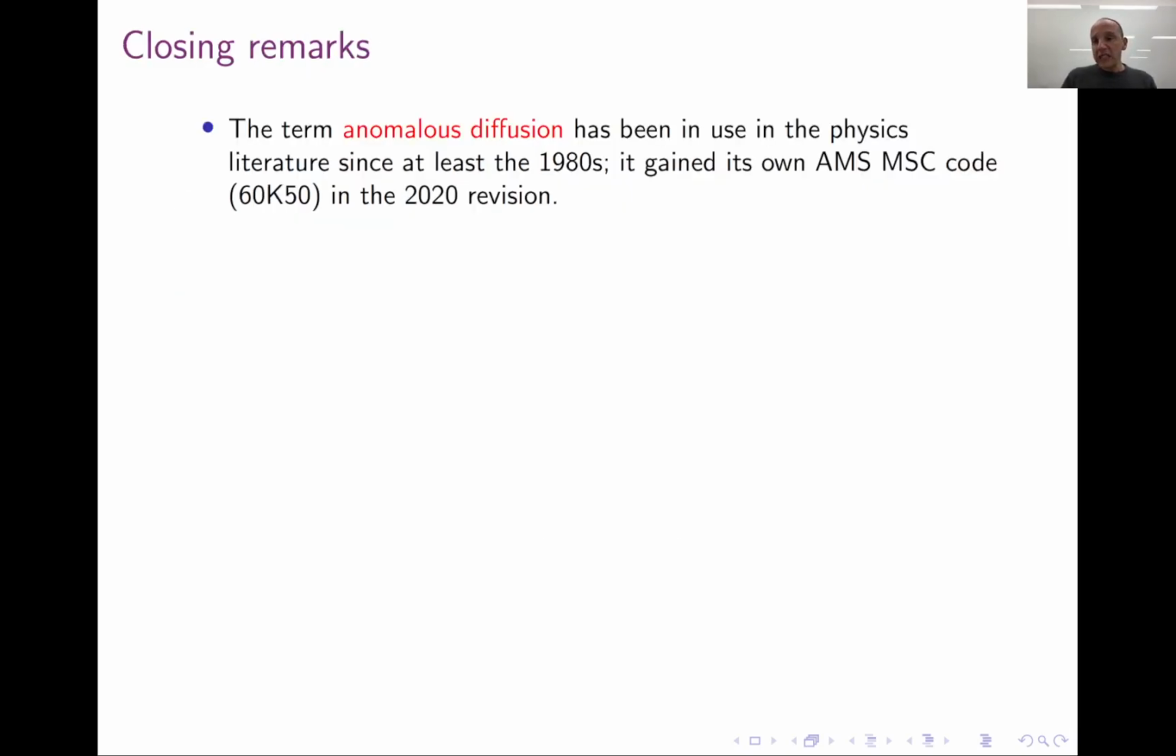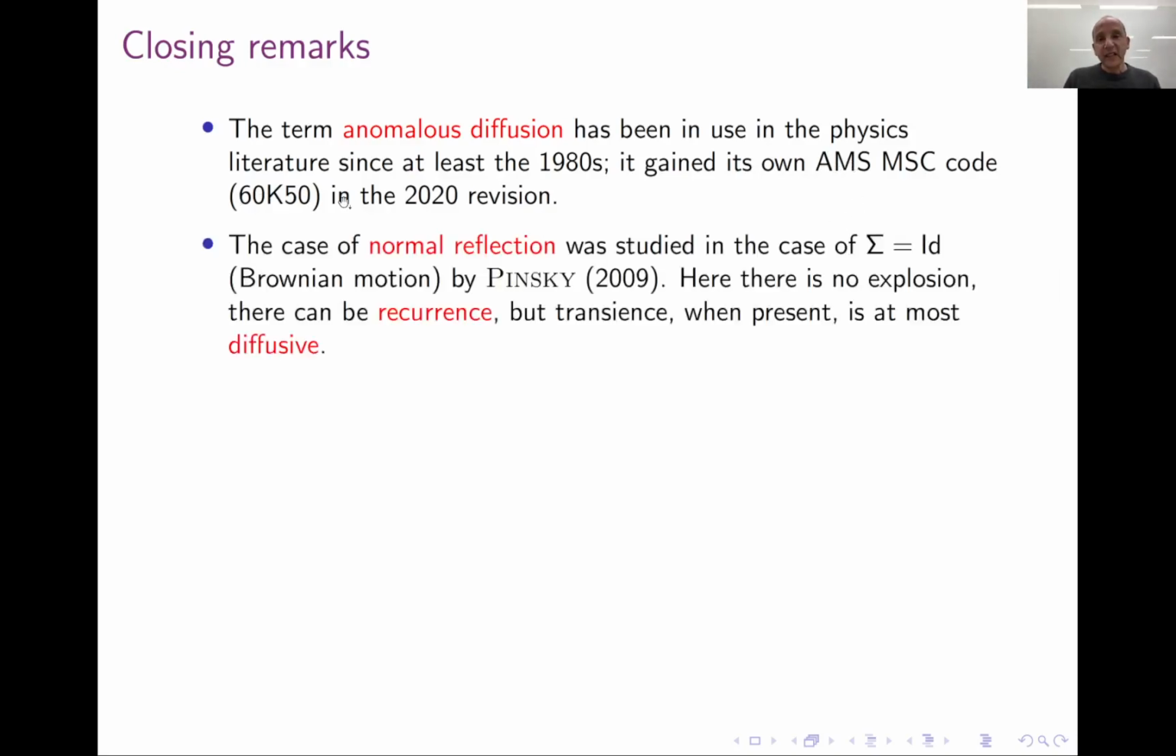Okay, so this leads to another model for anomalous diffusion. Anomalous diffusion is a topic of great interest in physics, of course, but also in mathematics. It's gaining a lot of momentum. It's arising in many areas of not just probability, but also analysis and applied mathematics. And it has its own AMS classification. It got it in 2020.